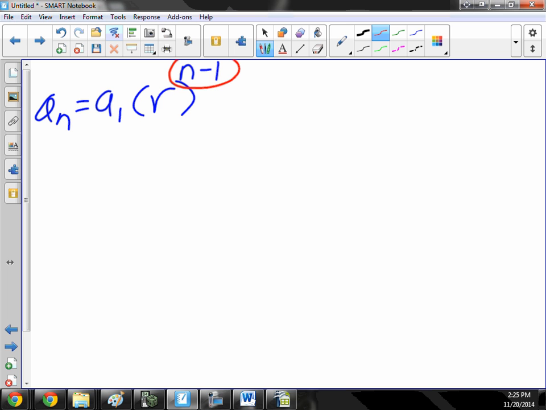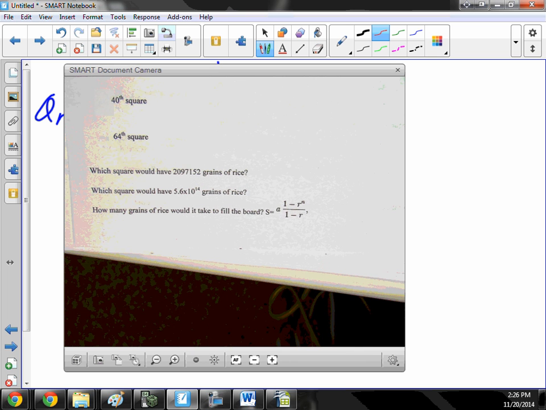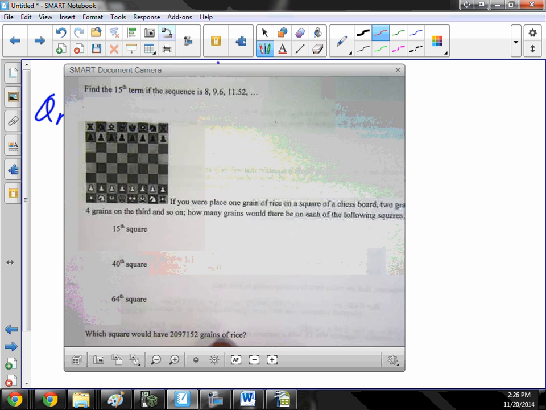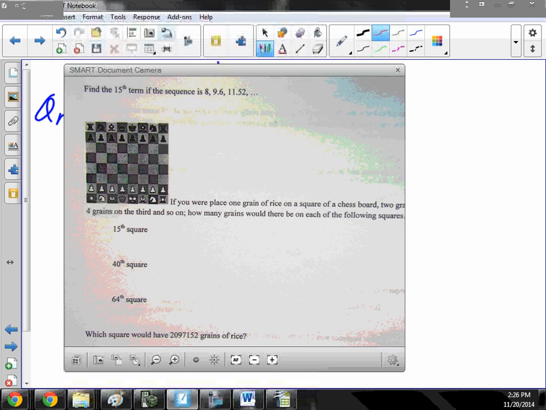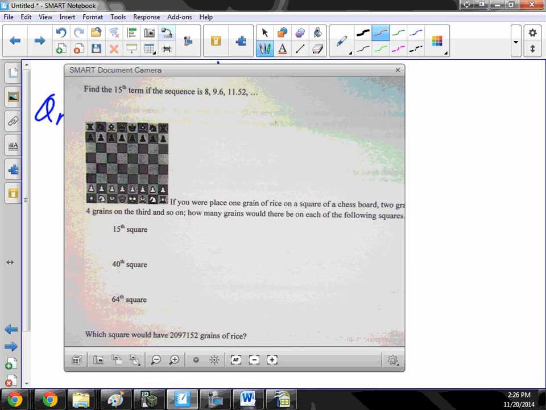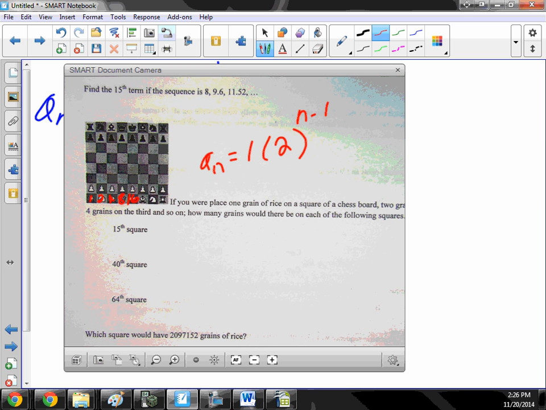Okay? If you look down at the bottom, I just want to make sure everybody understands how this problem works. If you were to place 1 grain of rice on a square of a chessboard, 2 grains on the next square, 4 grains on the third, and so on, how many grains would there be on each of the following squares? So if we were to fill this up, 1 grain of rice, 2 grains, 4, 8, 16, and you go all the way until the board is full, then what would my equation for a sub n look like? 1 times 2 to the n minus 1.